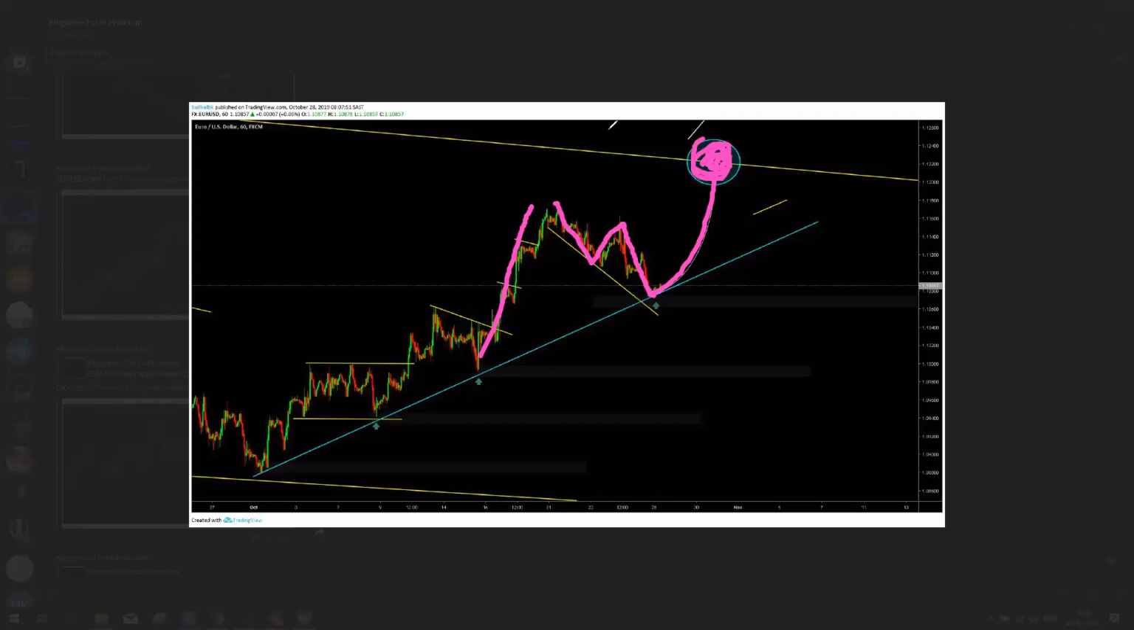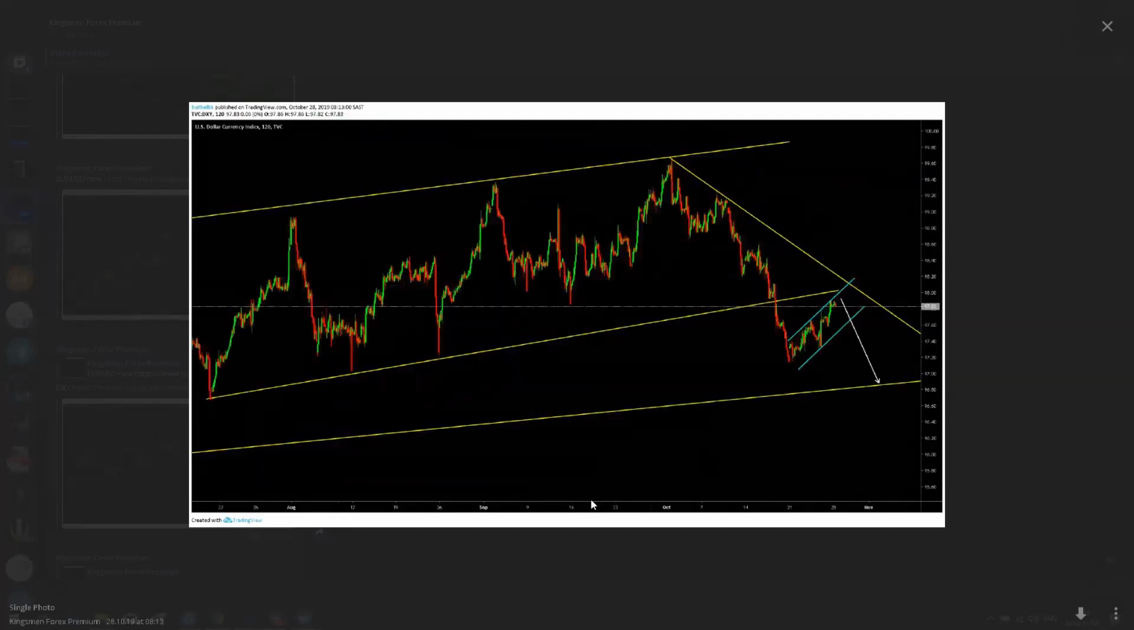For Euro USD, we always trade it in confluence with the dollar index, and the dollar index was agreeing to our setup because you can see that we also got this impulse to the downside, a three-wave corrective move, and it's taking us to the same trend line as Euro USD. So let's go to the live chart and see how far it goes.